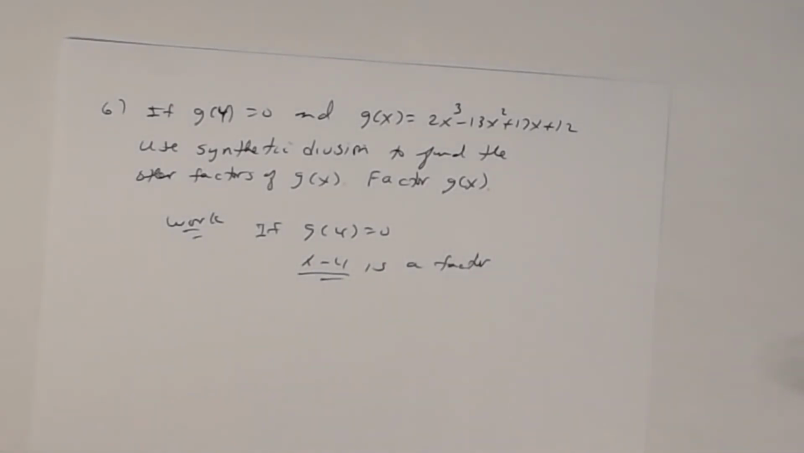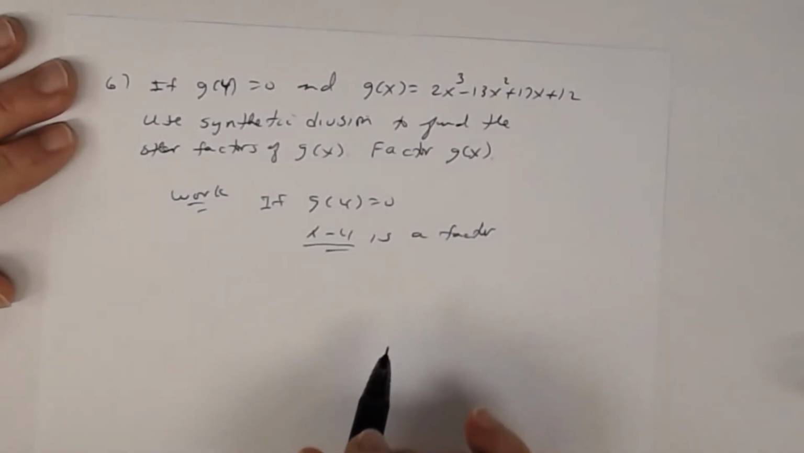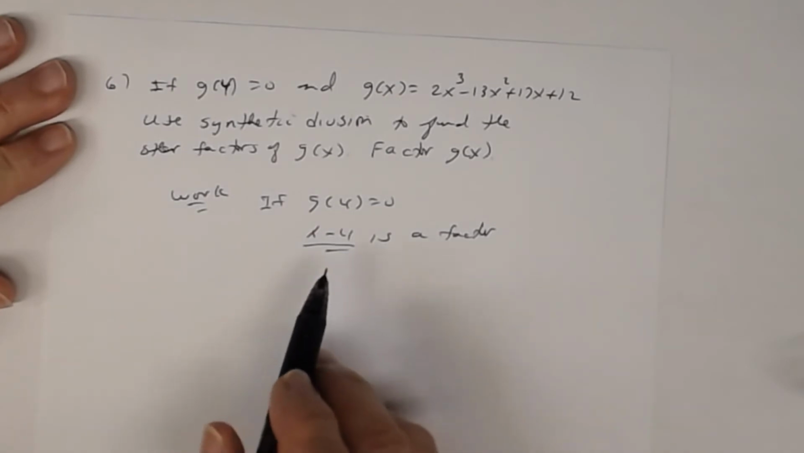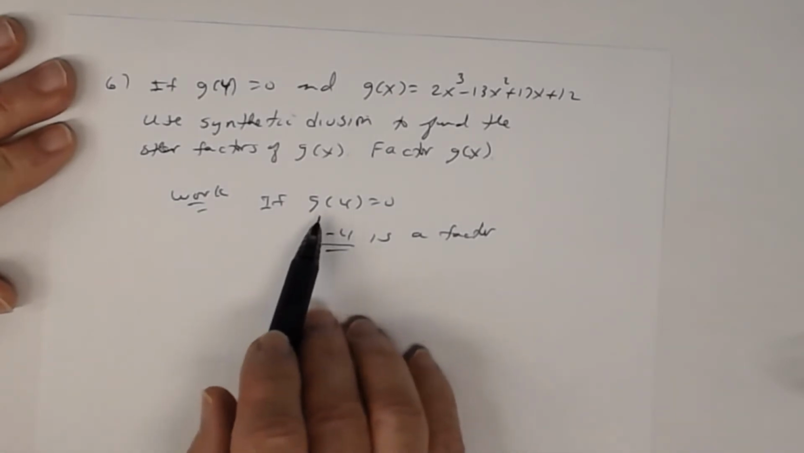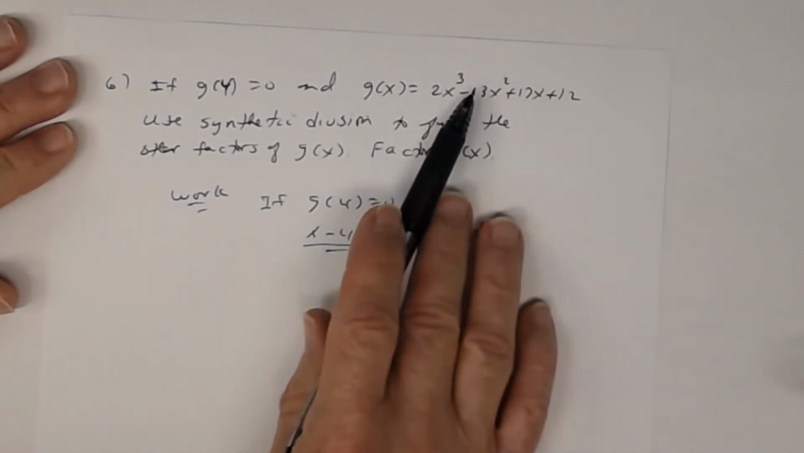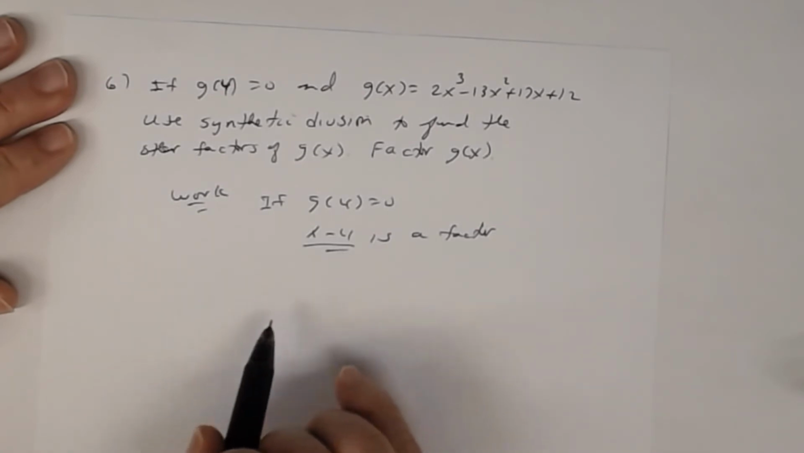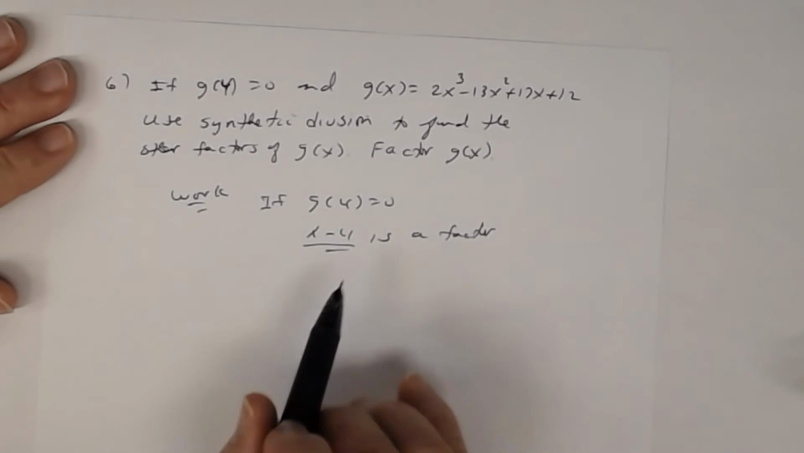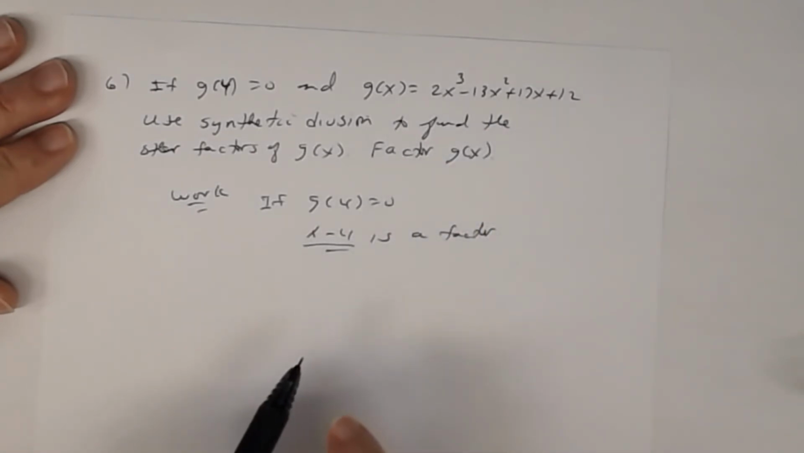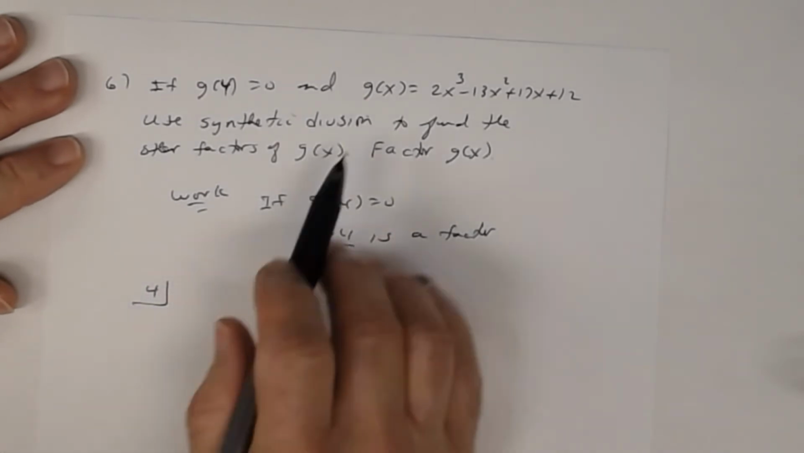So one of my factors is x minus 4, but I have to find the others, correct? How do I do that? Well, I'm going to use what we already know, the remainder theorem and the factor theorem. If g of 4 is equal to 0, then we know x minus 4 is a factor. If I divide by x minus 4, I will have a quotient, and I can look at the quotient to help me factor the rest of this. So listen carefully. You see g of 4, so 4, and then the coefficients.